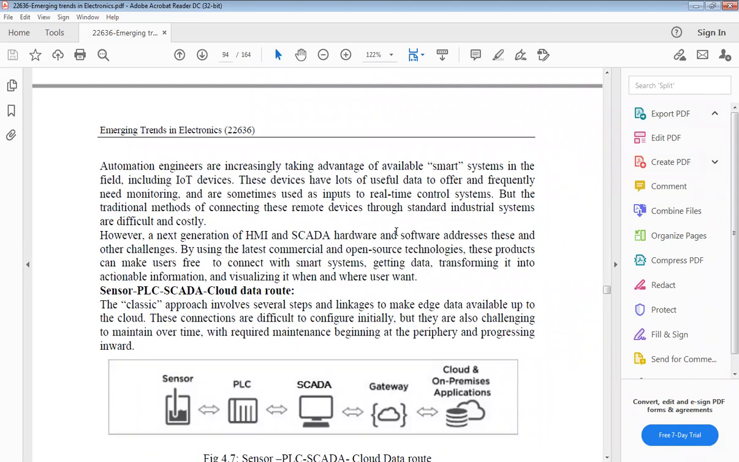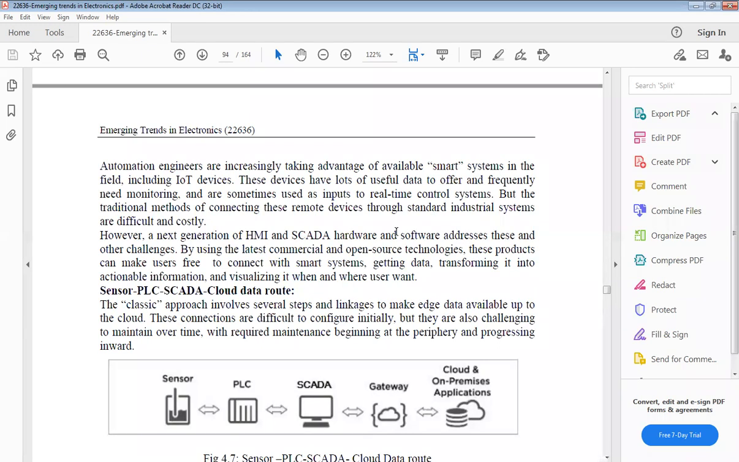So the first type of data routing that we're going to study is the sensor to PLC, PLC to SCADA, and SCADA to the cloud data route. In this way, the data is transferred from sensor to the cloud. So how does it transmit data?